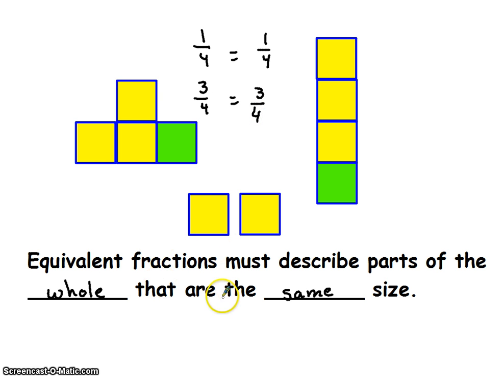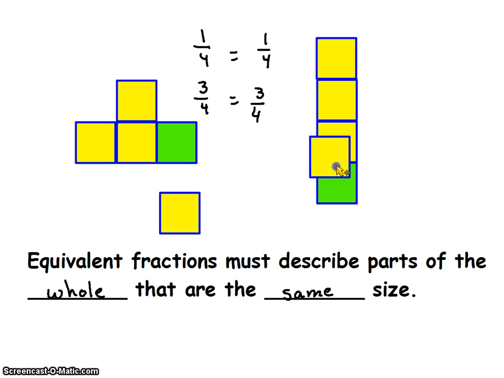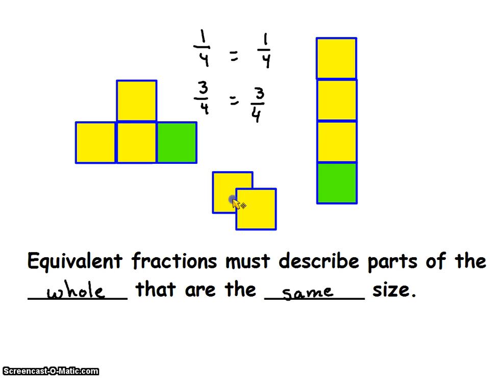Now we also need to remember that the size of these little parts must be the same if we're going to compare them. And here I've taken some little squares off of the ones that are on here so that we can actually compare them together. So if I took this little square and laid it right behind this one, you can see that they are exactly the same size. They are equivalent in size. So these do show equivalent fractions.